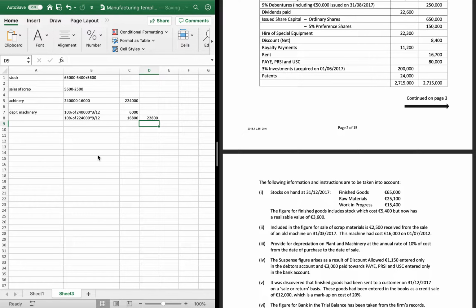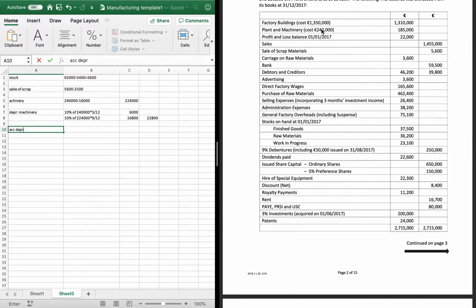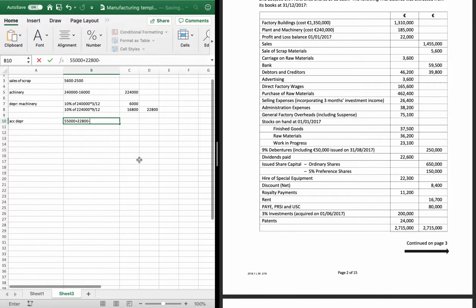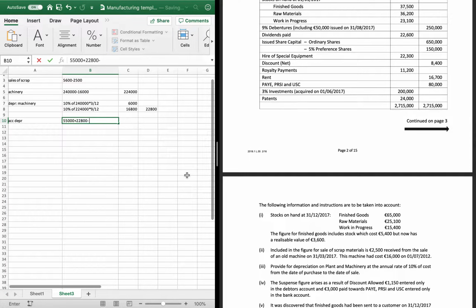So from there, you need to work out, as always, your accumulated depreciation. Your accumulated depreciation started off as the difference between the 240 and the 185. So that's 55,000. You need to add on that 22.8 and take away the depreciation of the old machine, the one you sold. So the one we sold is the 16,000, the one that we cost.